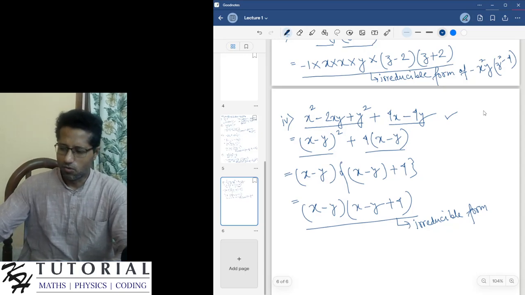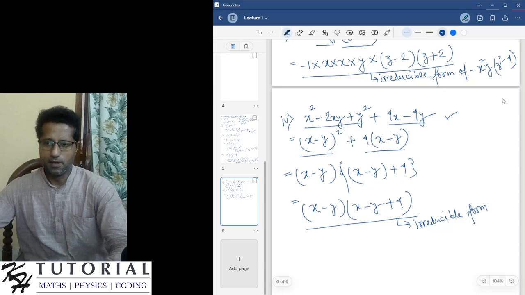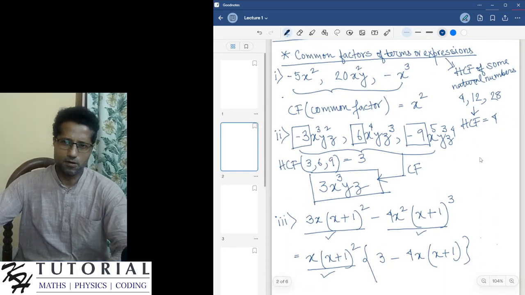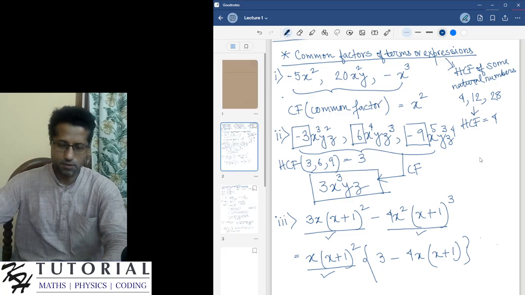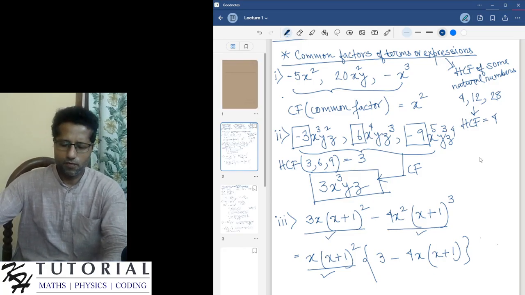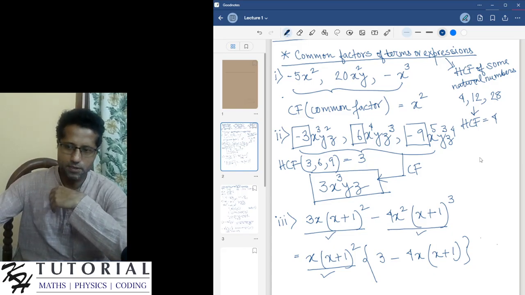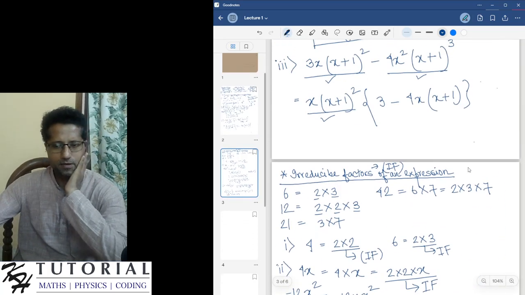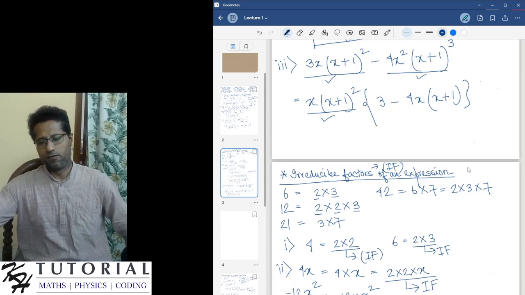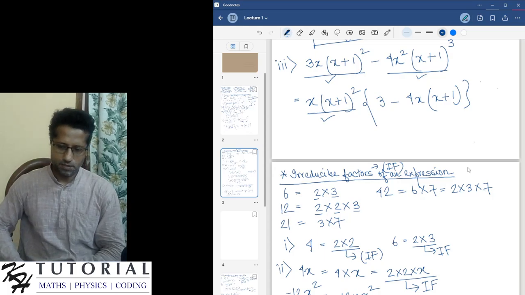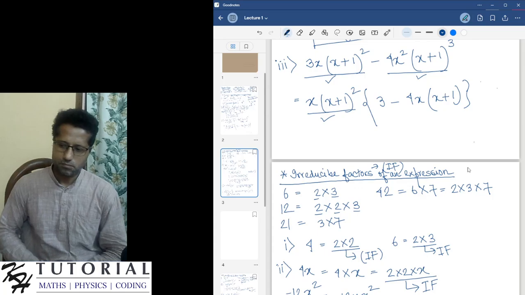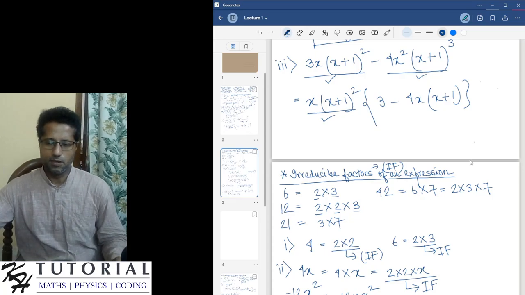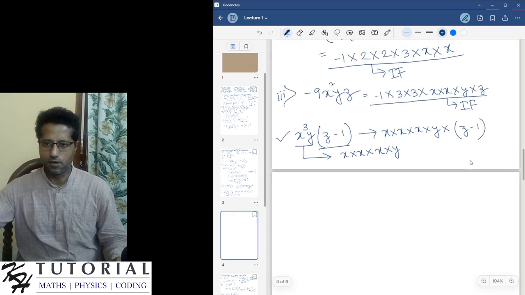I hope I was able to explain properly the concepts: the common factors of some terms, how to find the common factors from the terms of an algebraic expression, or even find the common terms between two or three algebraic expressions. And then, what is an irreducible factor? Whether, if you are given an algebraic expression in the factorized form, and you are asked among all the factors, which one is the irreducible factor of the algebraic expression?